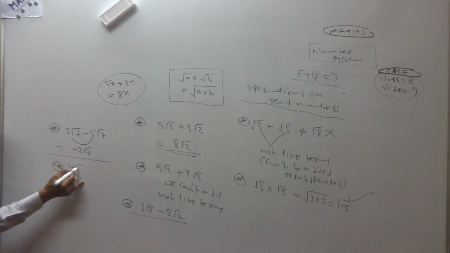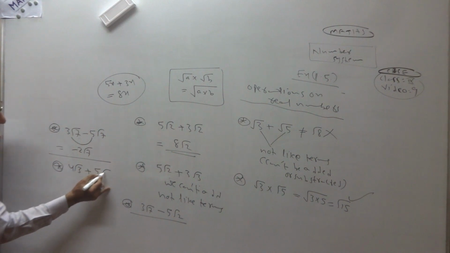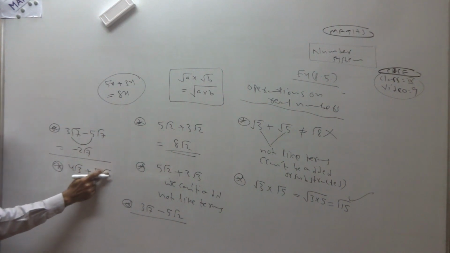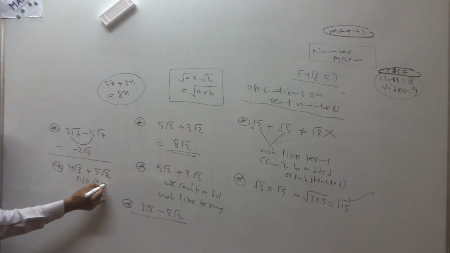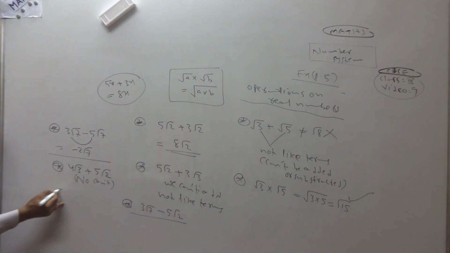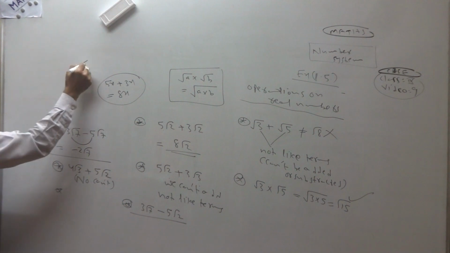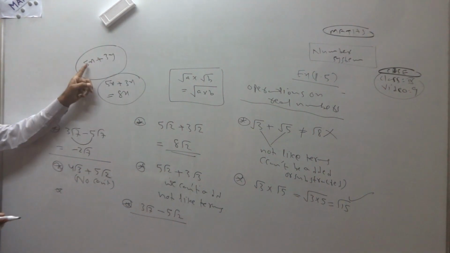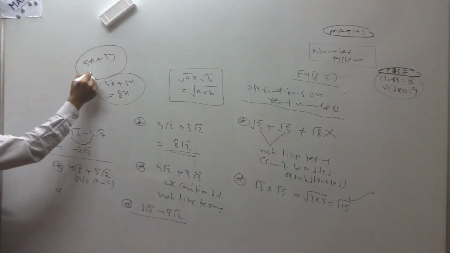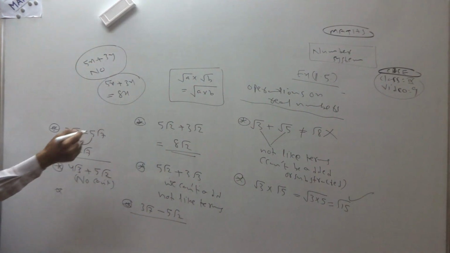Okay. 4 root 3 plus 5 root 2. Is it possible, please? No, it can't be added. Why? Because see, it is like 5x plus 3y. Can you add them? No, we can't add them. Okay, that's why.